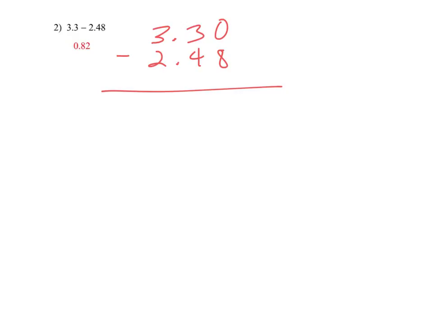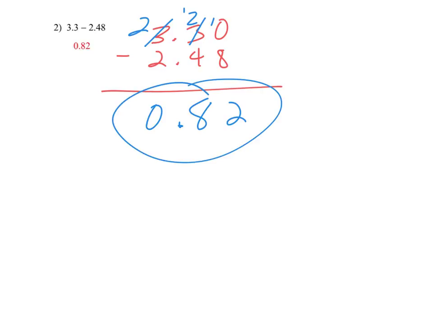A little bit of borrowing fun here. 3 becomes a 2. 10 minus 8 is 2. Bring down that decimal before you forget it. More borrowing. 3 becomes a 2. 12 minus 4 is 8. 2 minus 2 is 0. So 82 hundredths if you prefer.